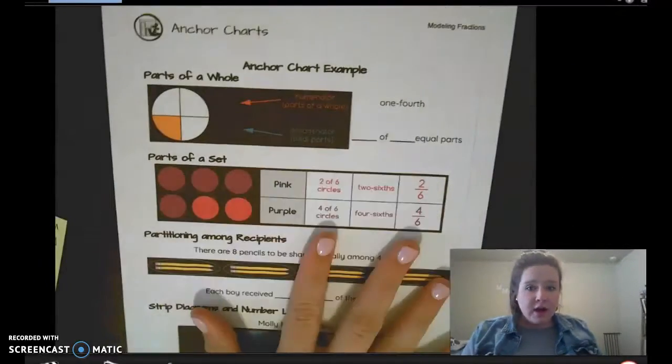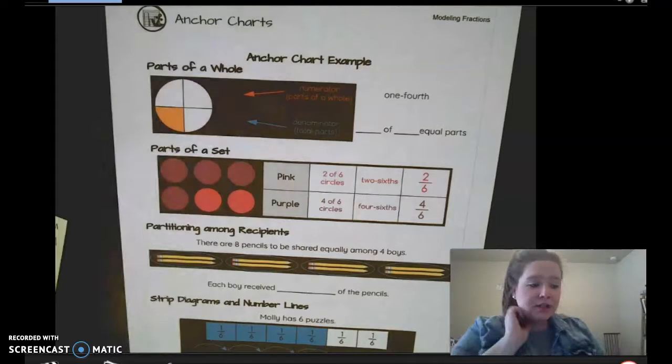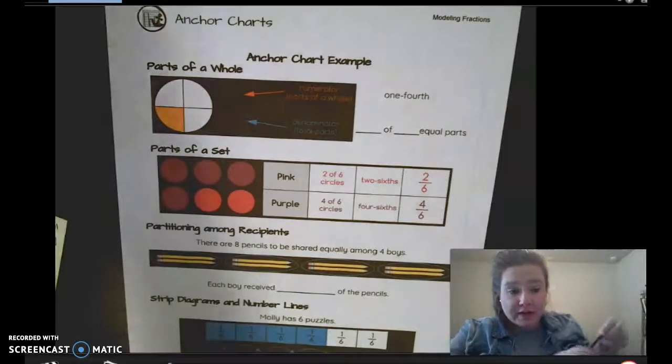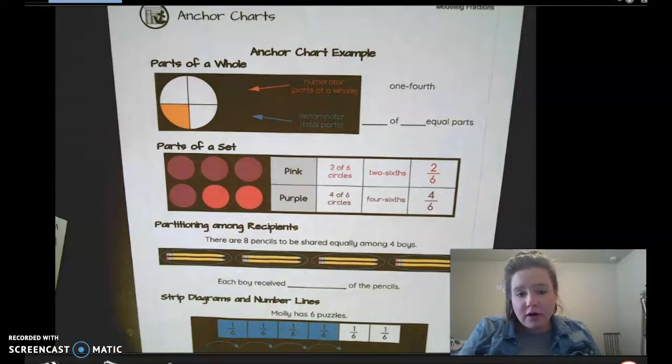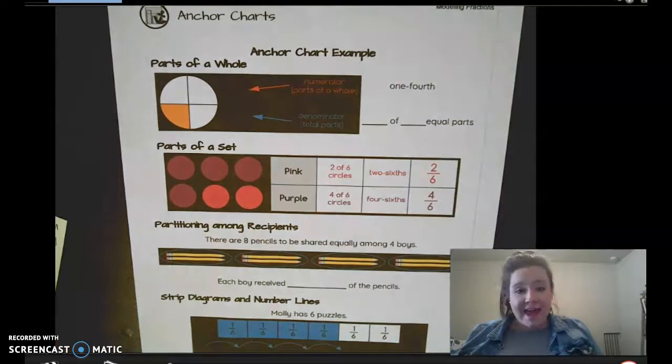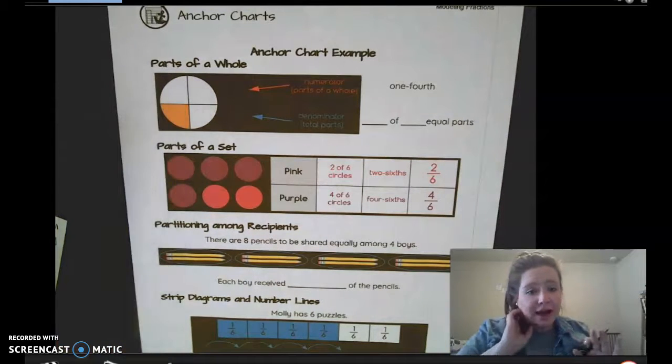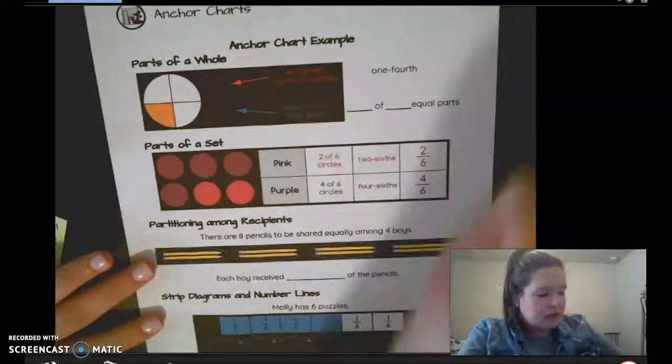All right. First, I just want to start off by reviewing fractions, okay? I know it's been a little bit of time since we've talked about fractions, so I want to start off by just reviewing them and refreshing our brains about what we know about fractions, all right?